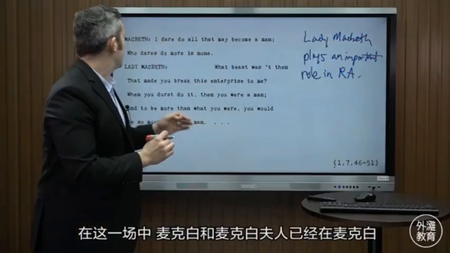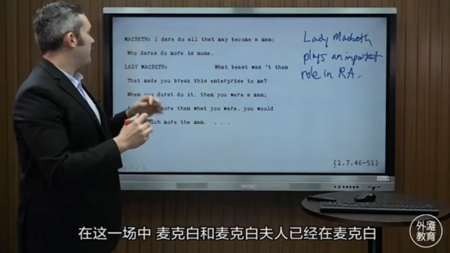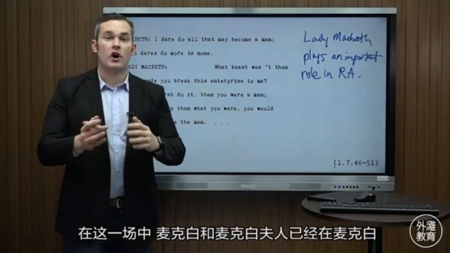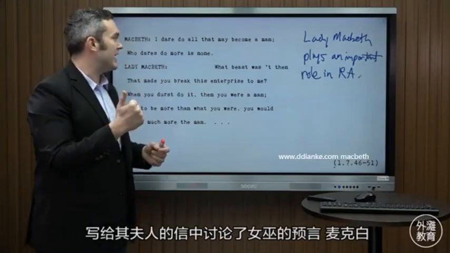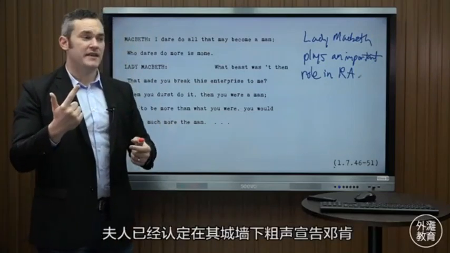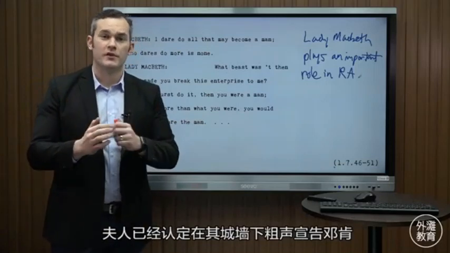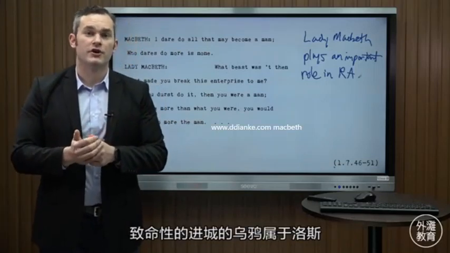So in this scene, Macbeth and Lady Macbeth had already talked about the witches' prophecy via Macbeth's letter to her, and Lady Macbeth has already decided that the raven is hoarse that croaks the fatal entrance of Duncan under her battlements.